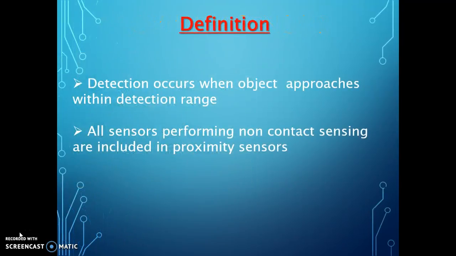These are the sensors which are able to detect the presence of nearby objects without any physical contact. A proximity sensor often emits an electromagnetic field or a beam of electromagnetic radiation, and it looks for changes in the field or return signal.